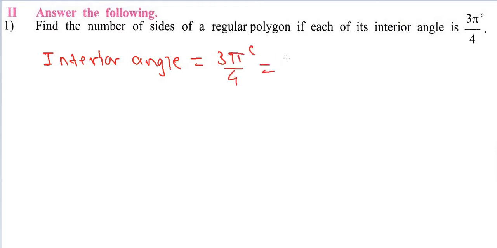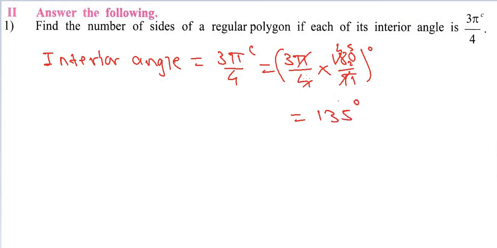Now we know, in order to convert it into degrees, what we have to do is multiply it by 180/π, so it will be converted into degrees. Now this π gets cancelled. 4 4s are 16, 4 5s are 20, so that is equal to 45, 3 times 45 is 135 degrees. So 135 degrees is the interior angle over here.